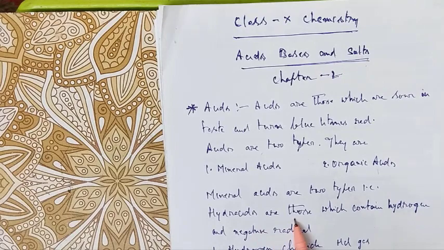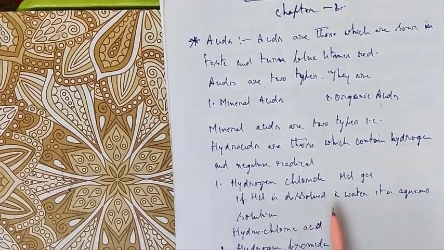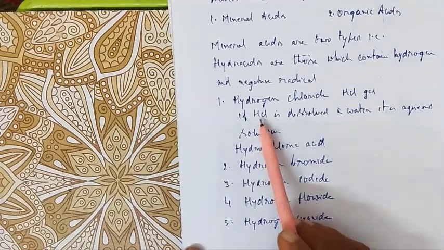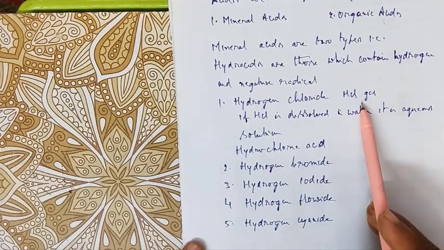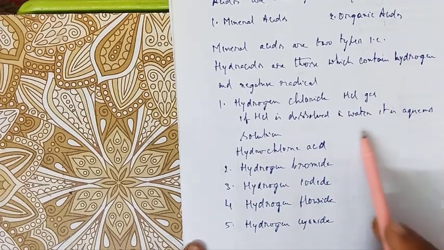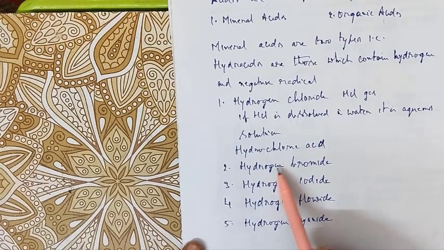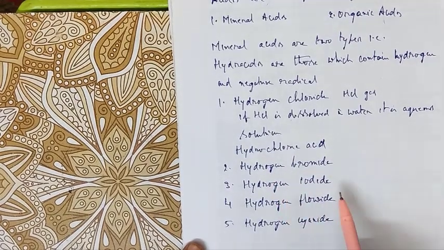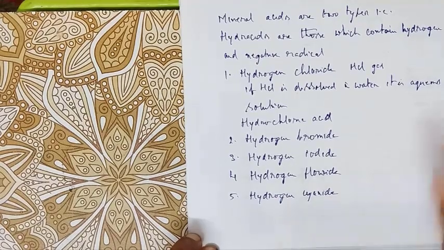That is hydracids. Hydracids are those which contain hydrogen and only a negative radical. Examples for hydracids are hydrogen chloride. In gaseous state it is referred to as hydrogen chloride, and when it is dissolved in water, that is, it becomes aqueous, the aqueous solution of HCl is hydrochloric acid. Other examples are hydrogen bromide, hydrogen iodide, hydrogen fluoride and hydrogen cyanide.